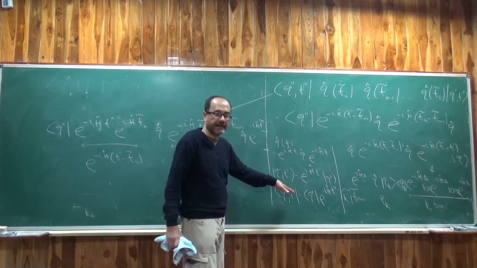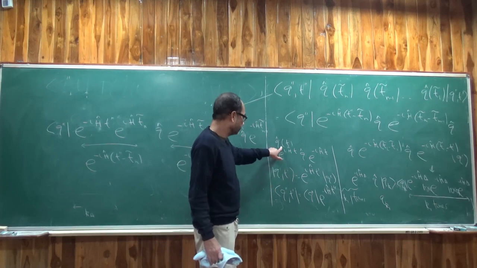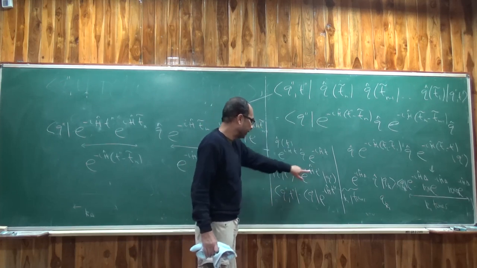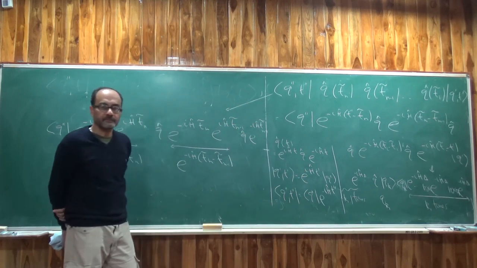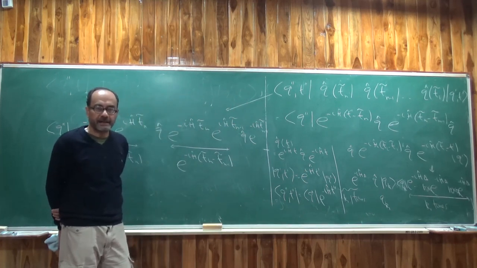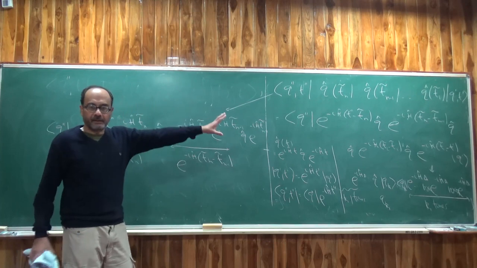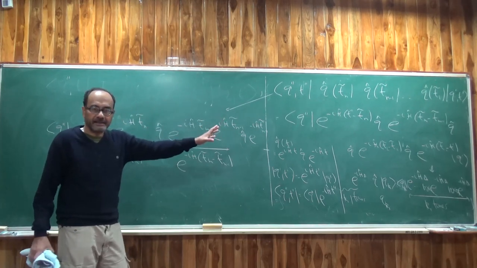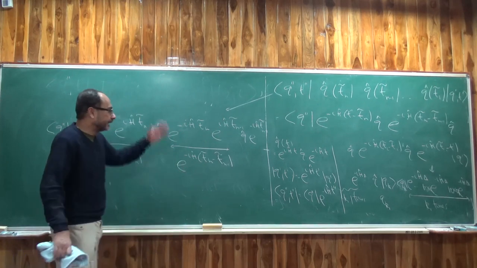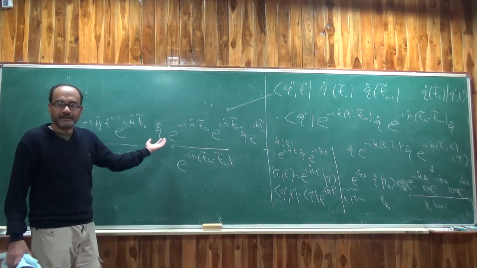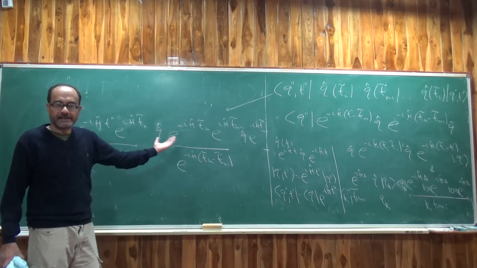That you can easily verify. This is an eigenstate of q hat of t', because this e to the minus i H hat t' will cancel this e to the i H hat t'. So the whole thing, as far as the quantum side is concerned, is being carried out in the Heisenberg picture. But of course the path integral doesn't care about any operators. Path integral is just a classical integral.